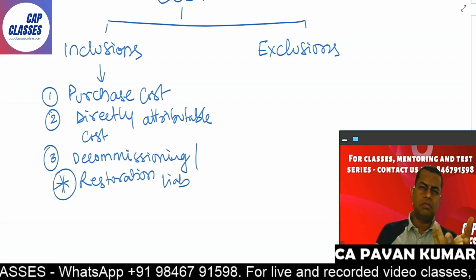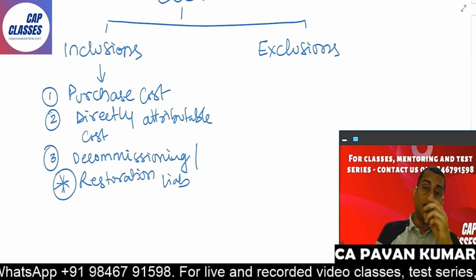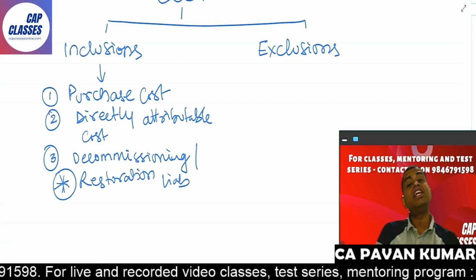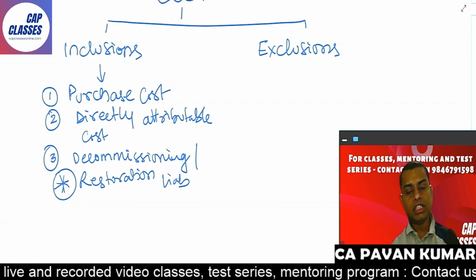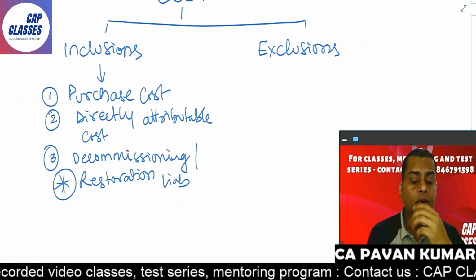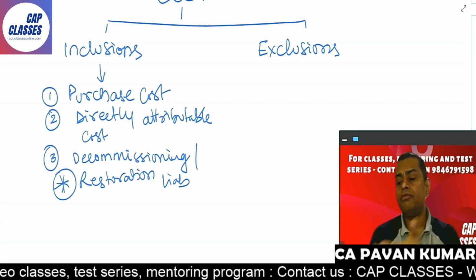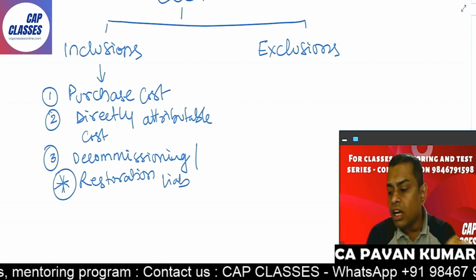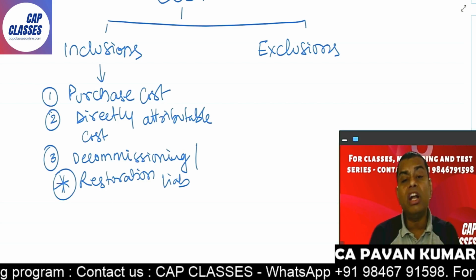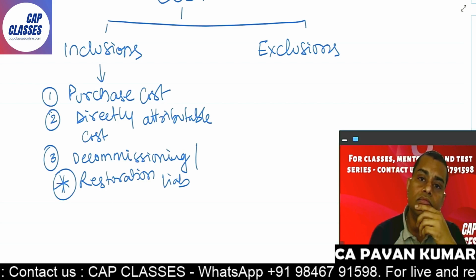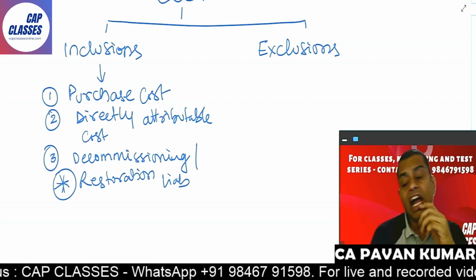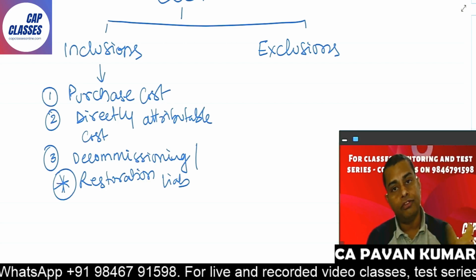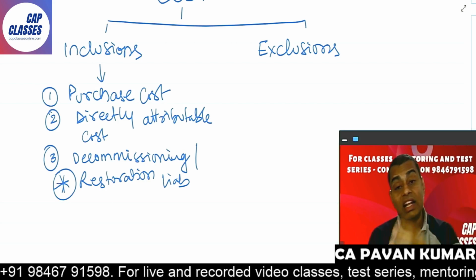Directly attributable cost, if you apply logic and think: Pavan sir, I purchased land. I have paid registration and stamp duty. So registration expenses are directly attributable cost. Pavan sir, I have purchased a machine. To bring the machine from my supplier's location to my location, I have incurred freight. I have incurred transit insurance. I have imported the machine and paid customs duty. I have paid GST. I have paid purchase tax. I have paid octroi. I have incurred a lot of expenses during the transit till the asset is put to use.